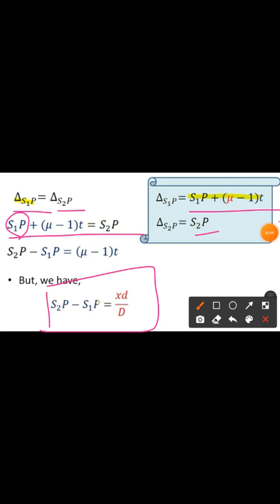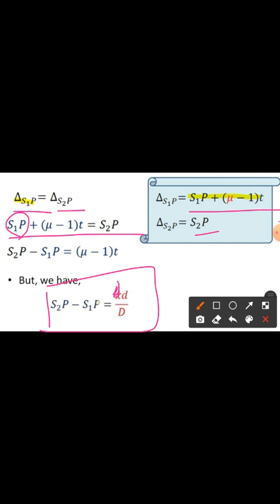This is the relation for the optical path difference between the waves at P. So we have S2P minus S1P is equal to x d by capital D, where x is the lateral shift of the central fringe due to the introduction of the thin material.